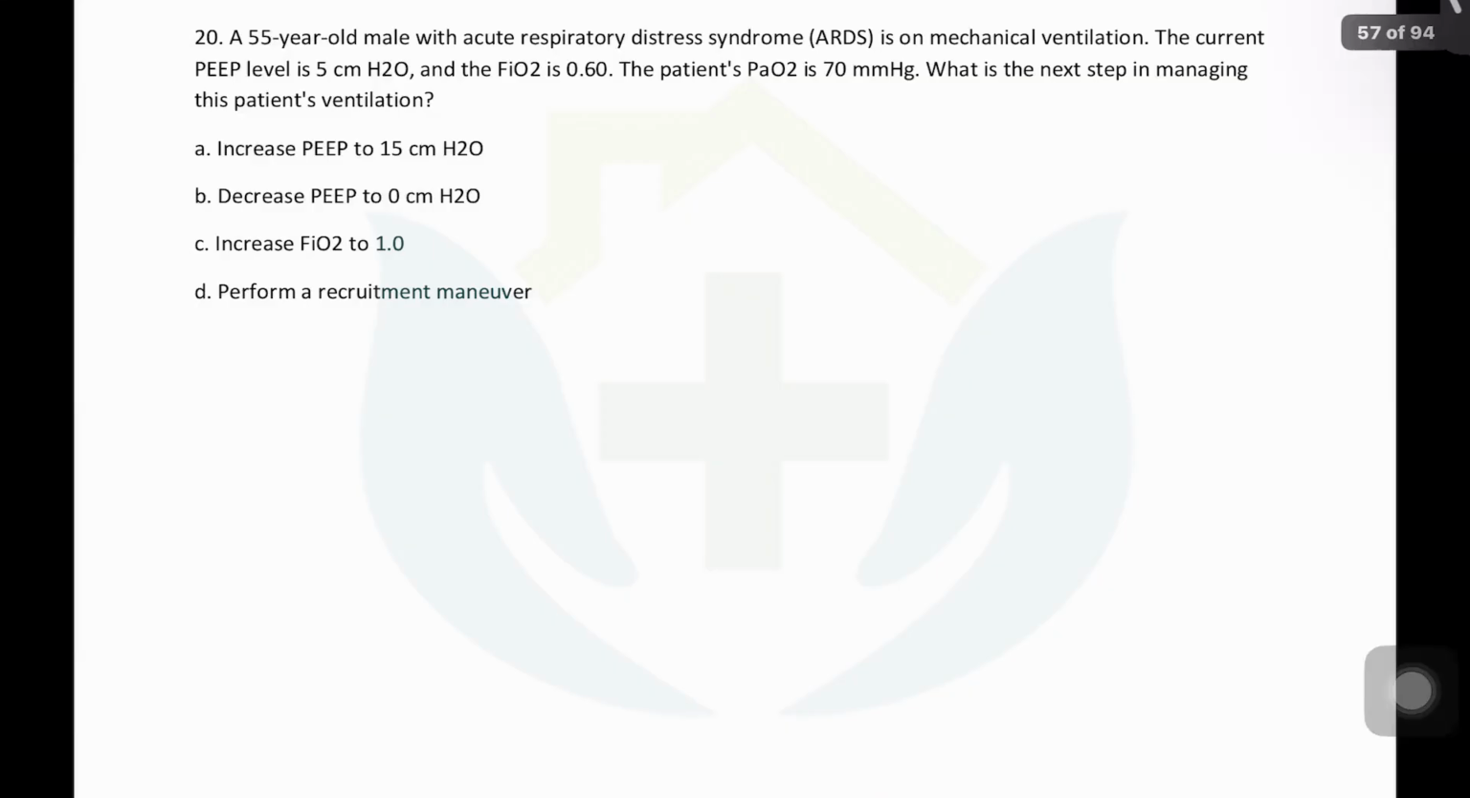So the only answer that we have here is increase the PEEP to 15 from 5 for managing this patient's ventilation. That is the only answer that we can give. Why? Because decreasing PEEP to 0 is not the option. Increasing FiO2 to 1 is not the option. Performing a recruitment maneuver will be required if the PaO2 is less than 50. Here the PaO2 is 70. It is well in the good range.